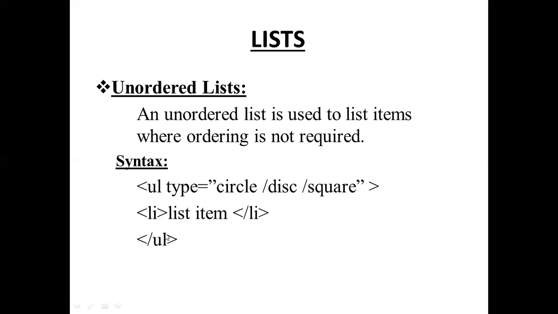The bullets used for the indentation are filled circle, empty circle and square. By default the bullet style is the disk, that is the filled circle. Here, circle is the empty circle and disk is the filled circle. The actual contents of the list are specified with the list item tag, that is LI. Both UL and LI tags can use the type attribute to specify bullet style. So this is the unordered list.